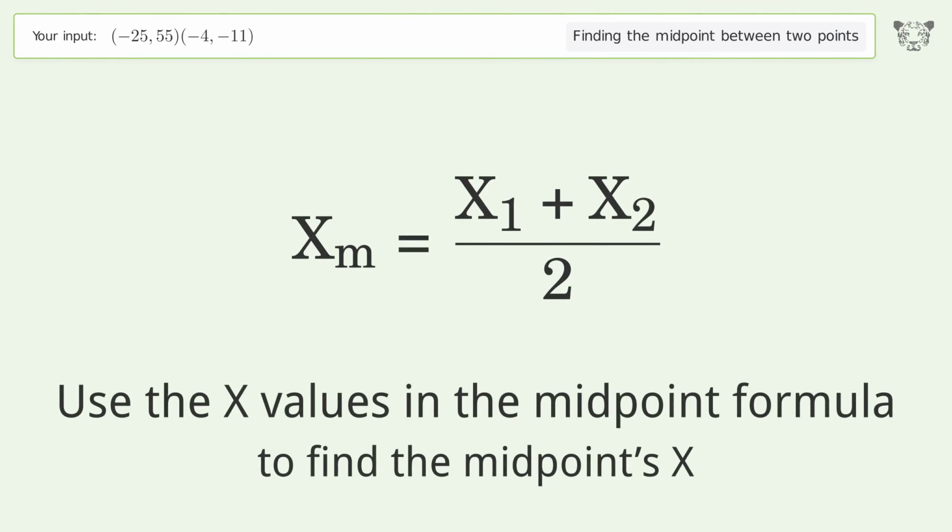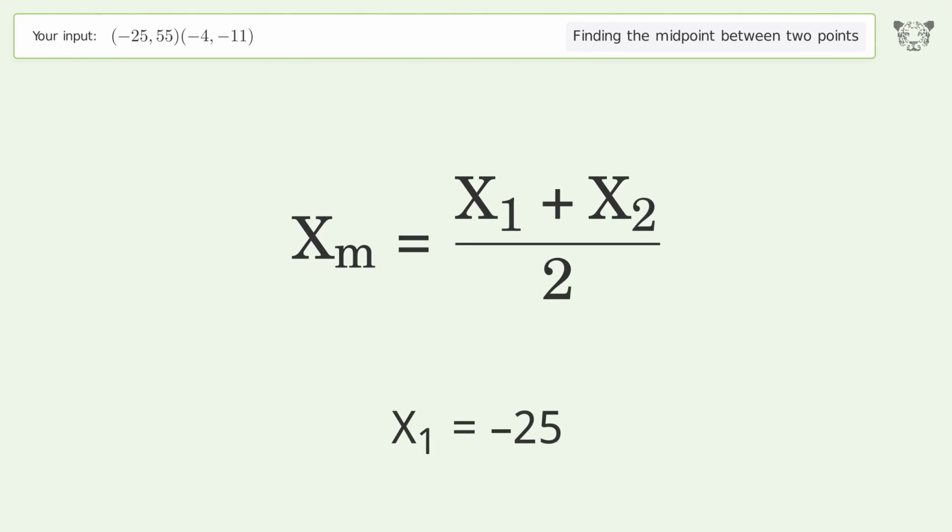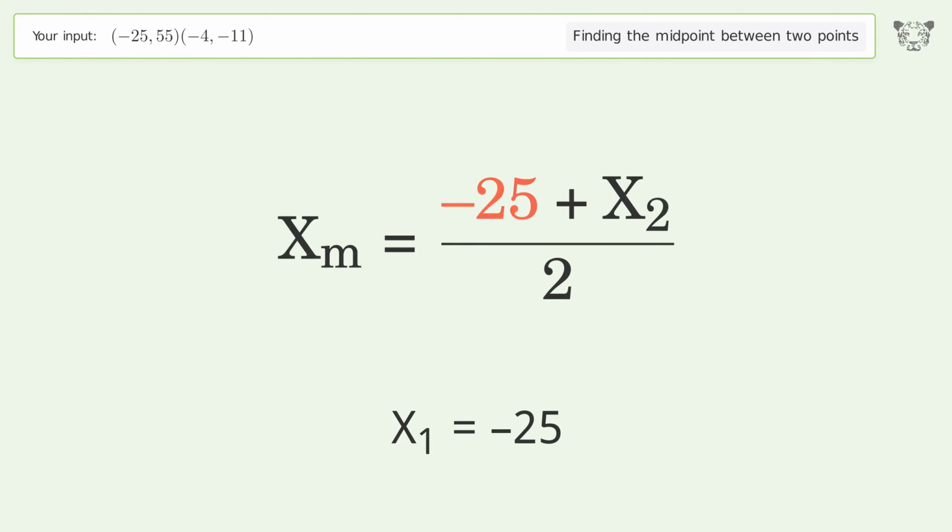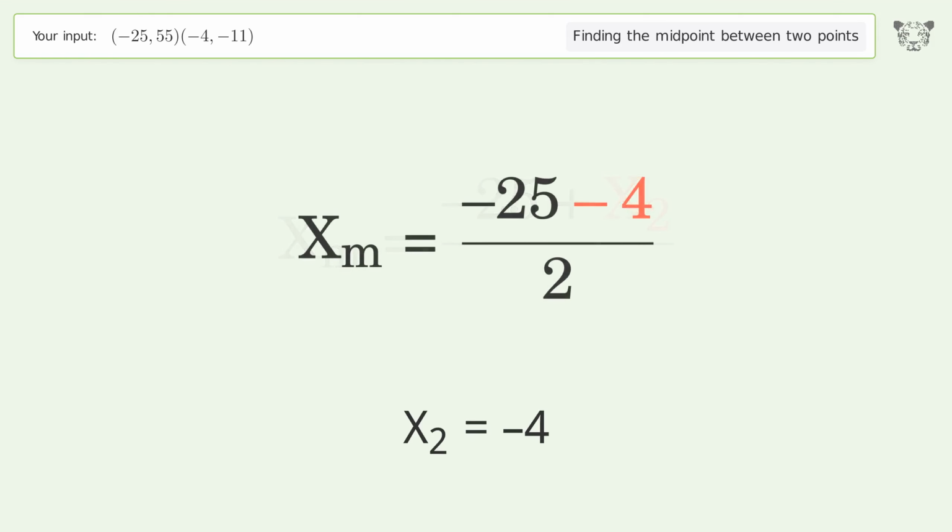Use the x values in the midpoint formula to find the midpoint's x. x1 equals negative 25. x2 equals negative 4. Simplify the arithmetic.